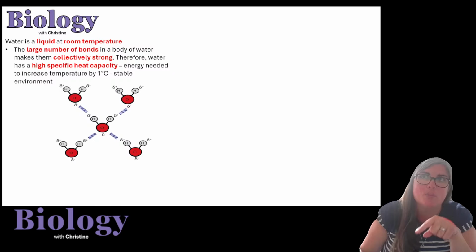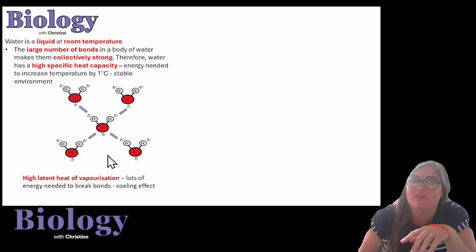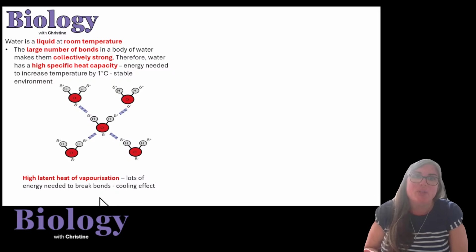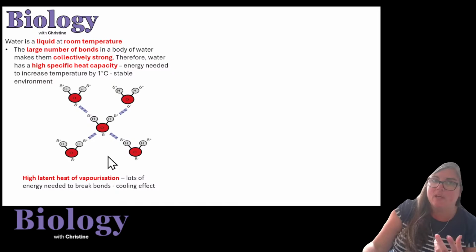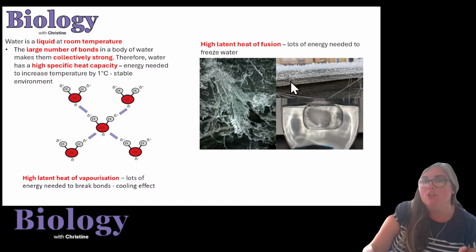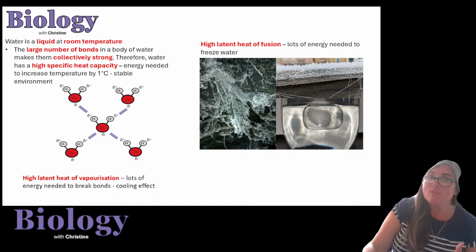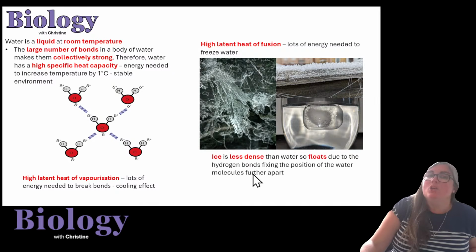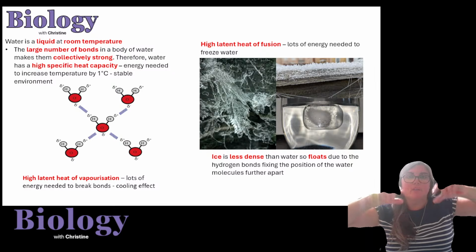So that's where they could bring in ectotherms and fish in aquatic environments. Now, if they're looking at cooling and endotherms, the high latent heat of vaporization, lots of energy needed to break the bonds. If they want to look at the fact that ice is less dense than water, then they could look at the high latent heat of fusion, and you would need to know about that ice being less dense is going to float on the surface.